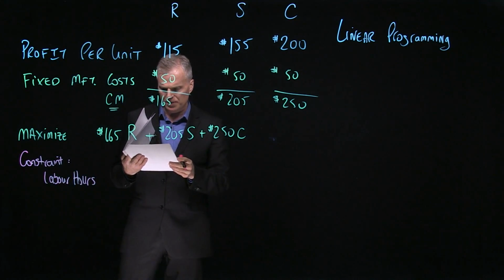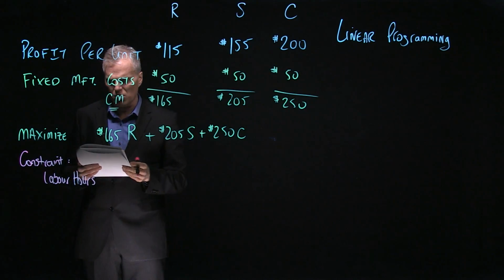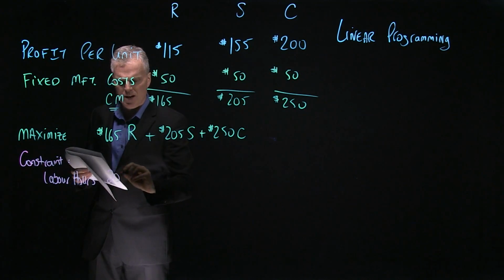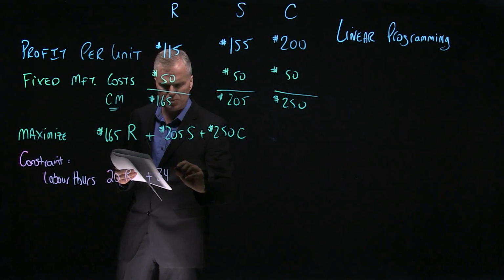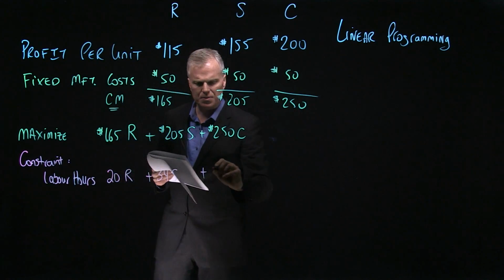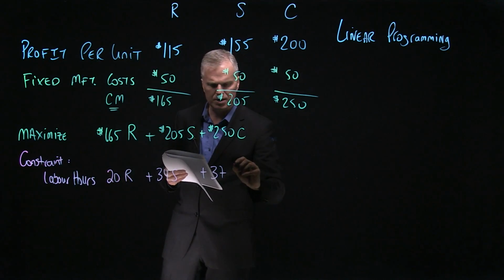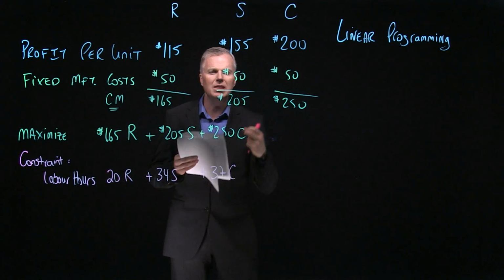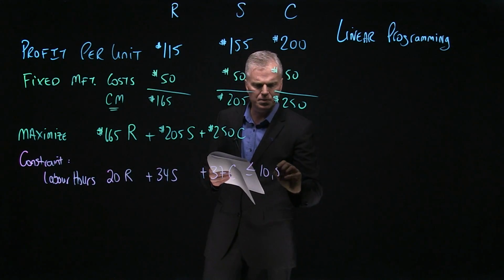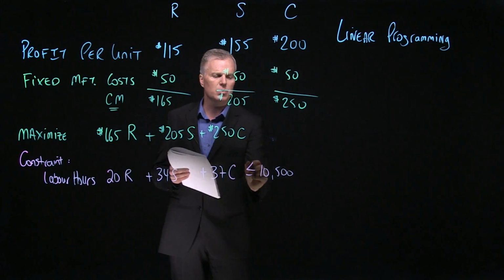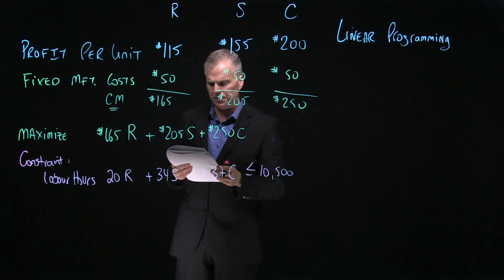We are told that to make a regular product, it's going to take us 20 hours. It's going to take us 34 hours for every special, and it's going to take us 37 hours for every collector. And we have a limit. We can only have a certain amount of hours, up to 10,500. That's why this is less than or equal to.